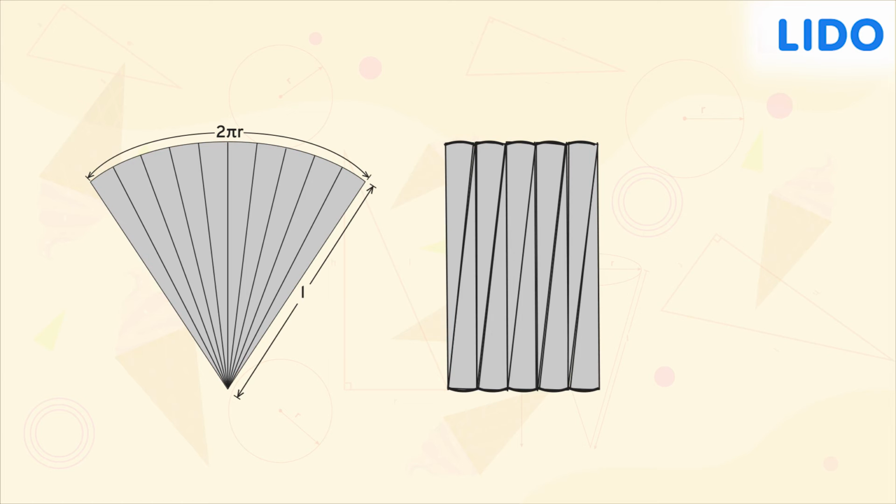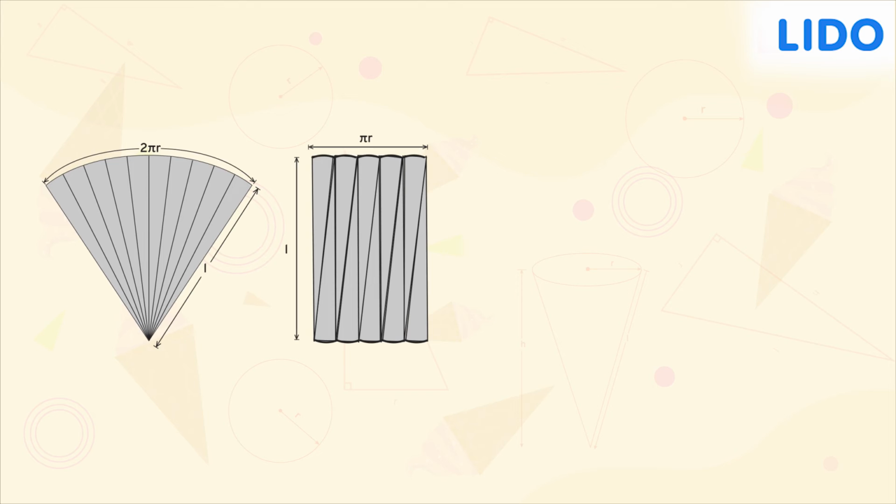Let us now look at this rectangle. The width of this rectangle is L. That's the radius of the sector. And its length? If we look carefully, the arc of the sector has been divided into two equal and opposite sides of this rectangle. So, the length of this rectangle is equal to half of the length of the arc. The length of the arc is 2 pi r as it is the circumference of the base circle. Hence, the length of the rectangle is pi r.